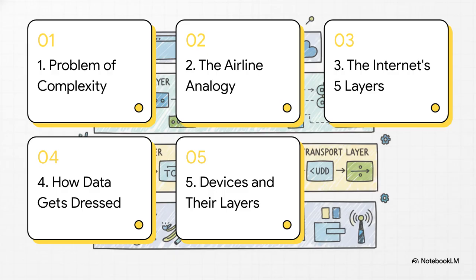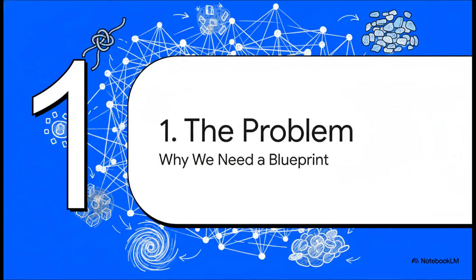Here's what we're covering. First, we'll tackle why we even need layers in the first place. Then, we'll use a cool analogy to make it all click. After that, it's the big one, the 5 layers you absolutely have to know. We'll see how data gets all dressed up to travel, and finally, we'll look at which network devices care about which layers.